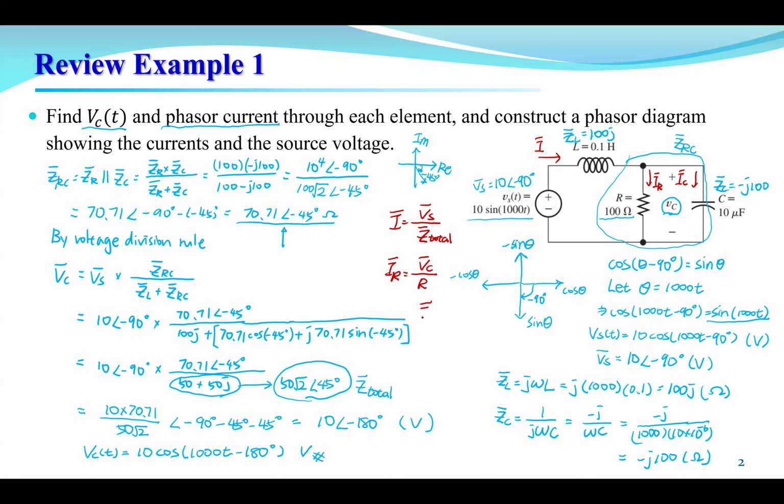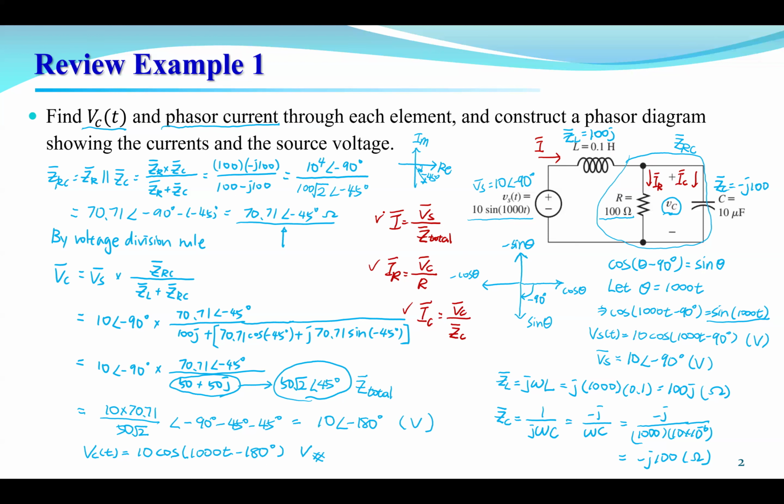Okay. And IC should be VC divided by ZC, right? Because once we convert everything into impedance, we are able to apply Ohm's law to phasor and impedance. That's what I do, and the reason is I already have VC. If I don't have VC, I may resort to the current division rule.